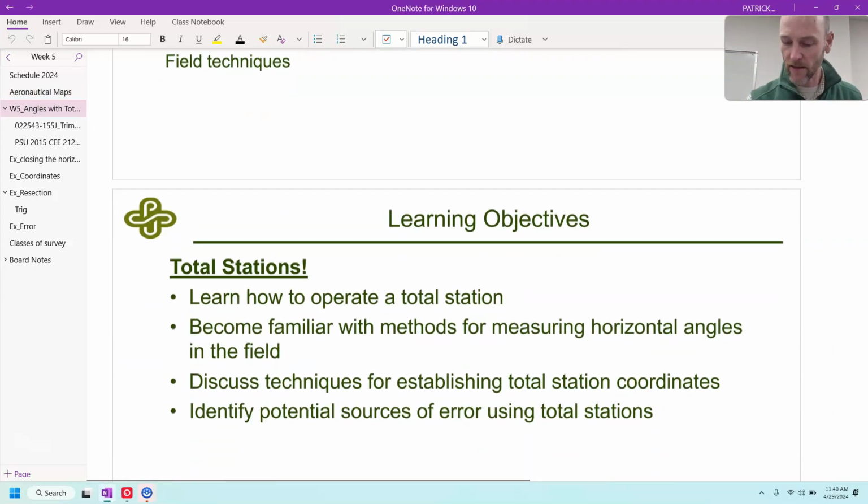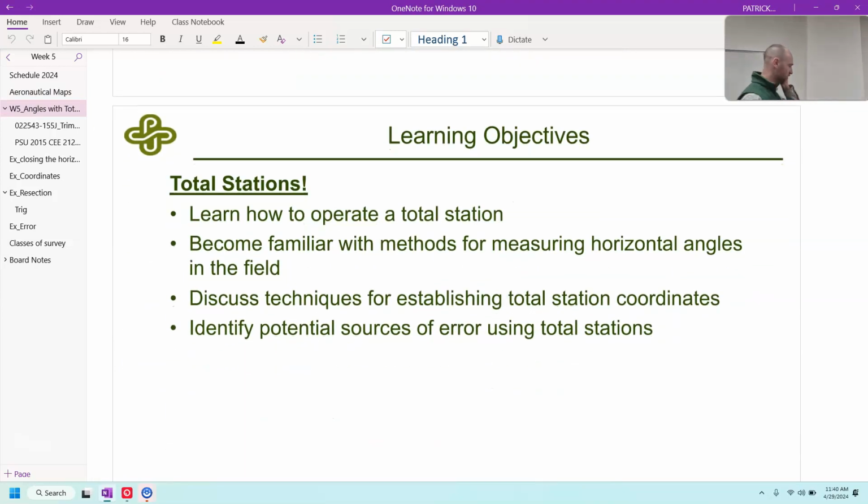So today we're going to break out the total stations, look at how those operate, and become a little familiar with that. We're going to be utilizing total stations in lab, and they are a little bit more complicated because with total stations we have to become level, like we did with the levels, as well as centered. Doing those two in combination with each other does have a bit of a challenge, so we want to see how to operate that so that lab goes somewhat smoothly.